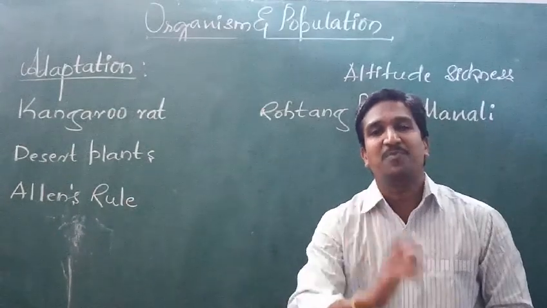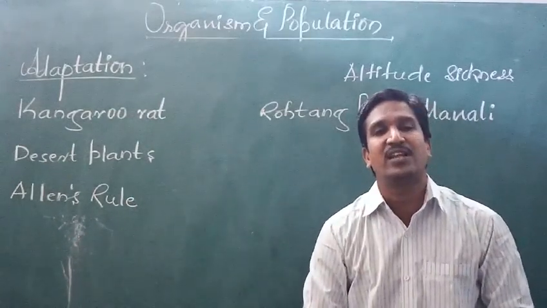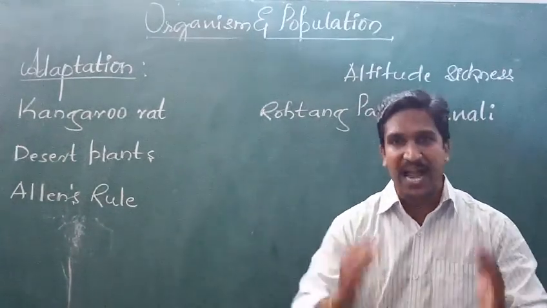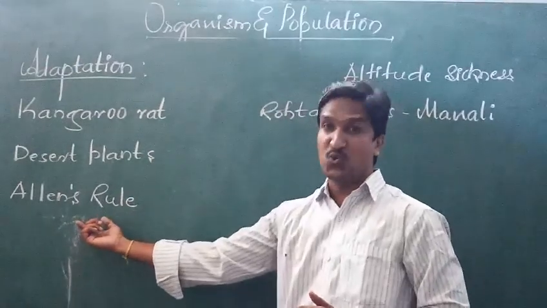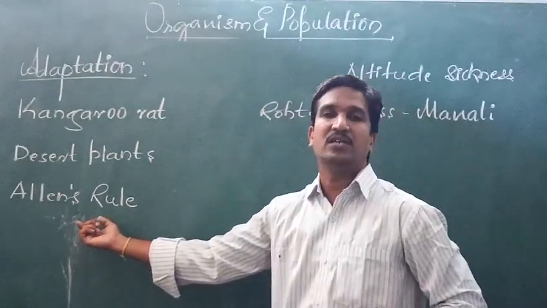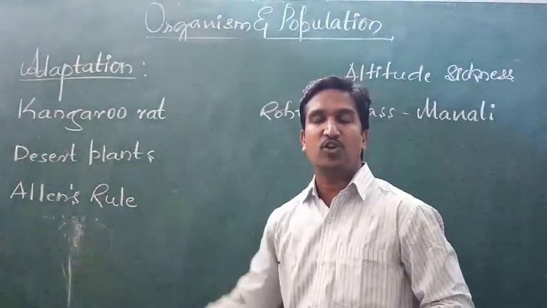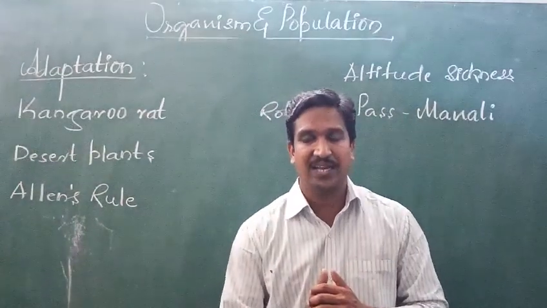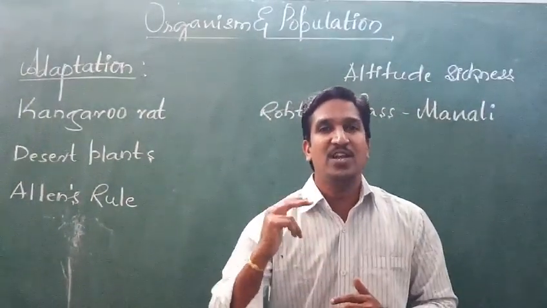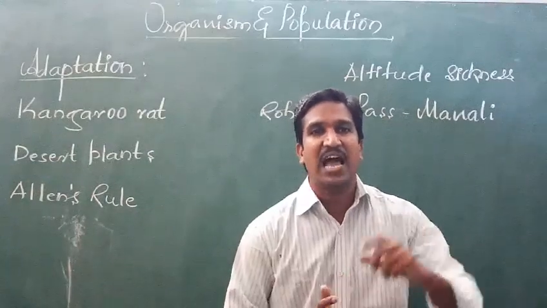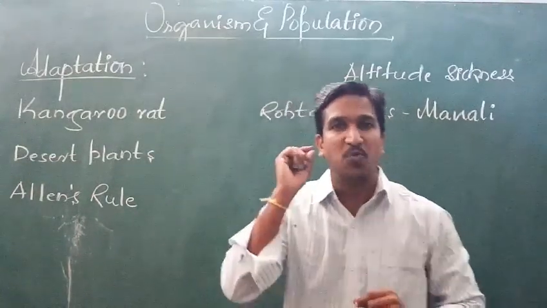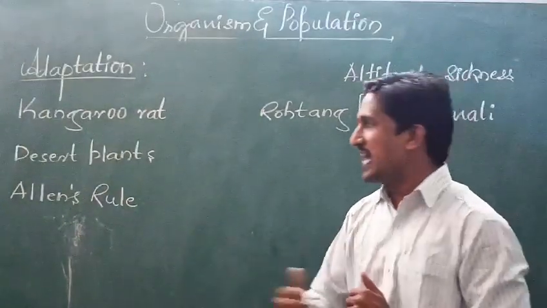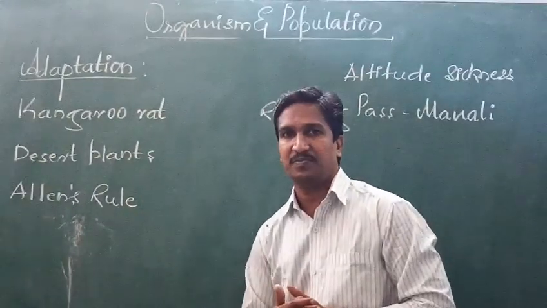Why? A why-type, give-reasoning question is going to be asked in your final examination for 1 mark. Very simple: to avoid loss of heat. So that is called Allen's rule. Allen is a scientist who stated this as Allen's rule. So Allen's rule states that in colder regions the animals have short limbs and small ears to reduce the loss of heat. That is called Allen's rule.